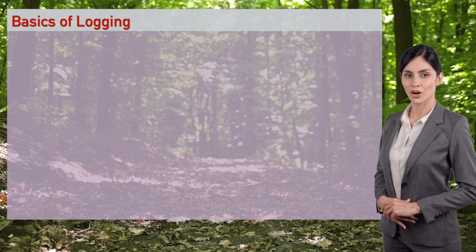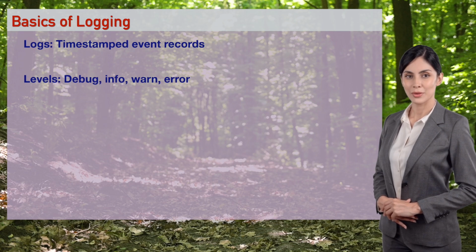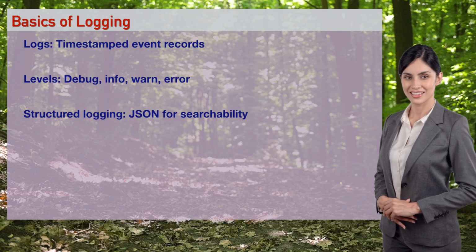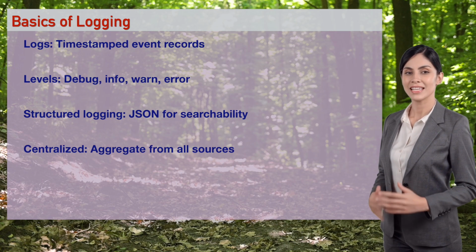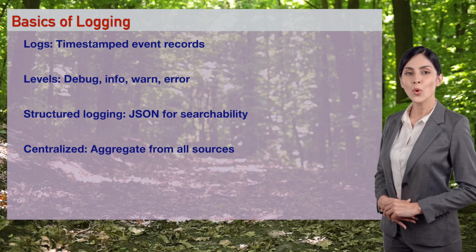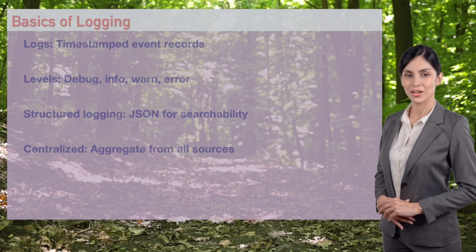Exploring the basics of logging for comprehensive event tracking. Logs are time-stamped records of system events, capturing what happened, when, and why for historical analysis. Levels range from debug for detailed traces to info for normal operations, warn for potential issues, and error for failures. Structured logging uses formats like JSON to make logs machine readable and searchable. Centralized logging aggregates from all components into a single repository for easier correlation and querying.